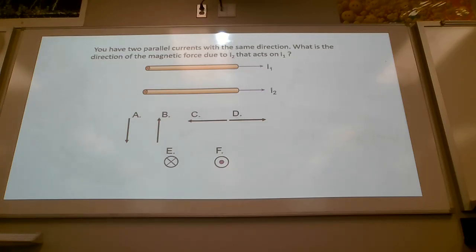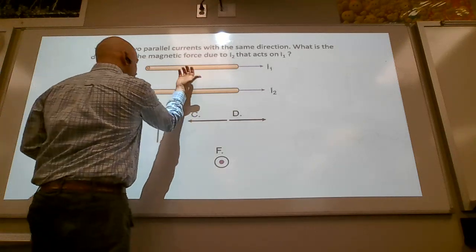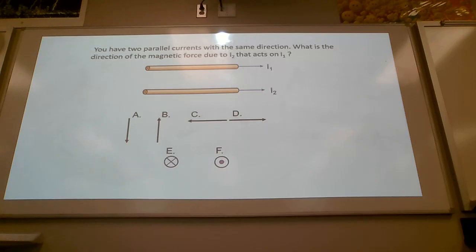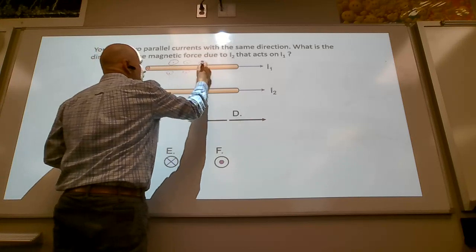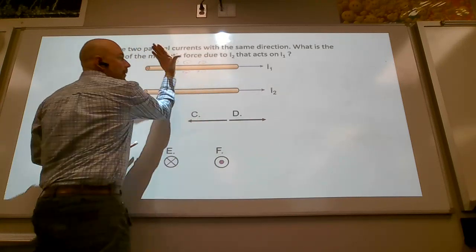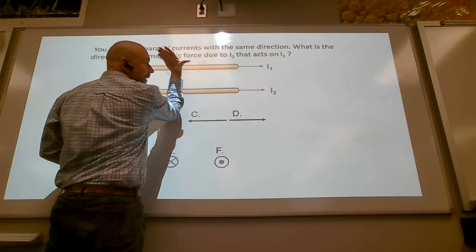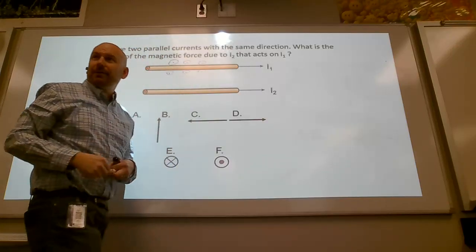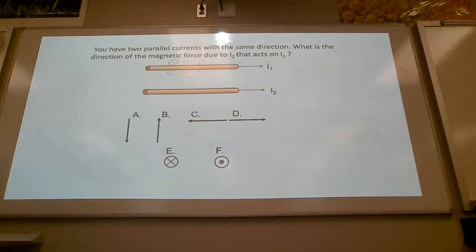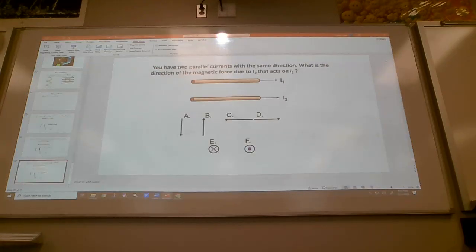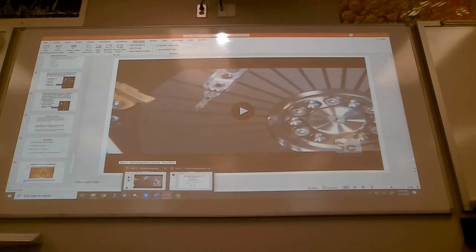Correct answer is? Correct answer is A. This one, 2 is creating its own magnetic field coming out of the page. 1 finds itself in that magnetic field, force down. Good? You can try it out on the homework tonight.